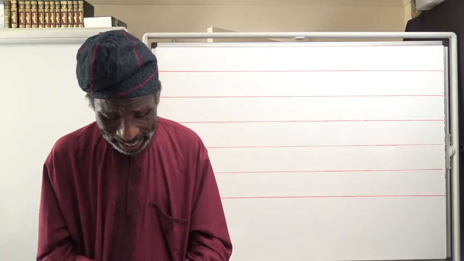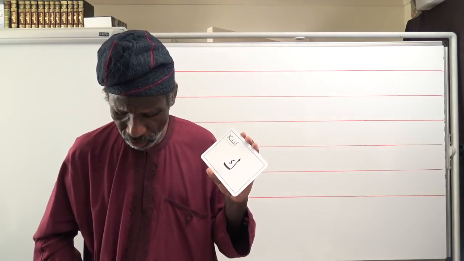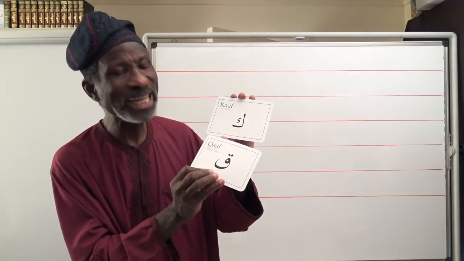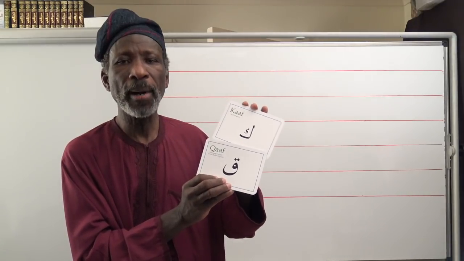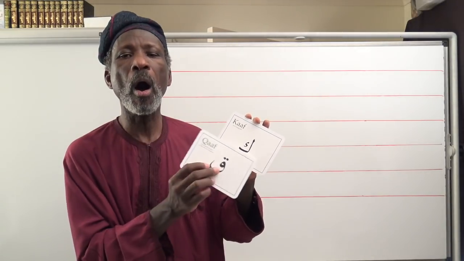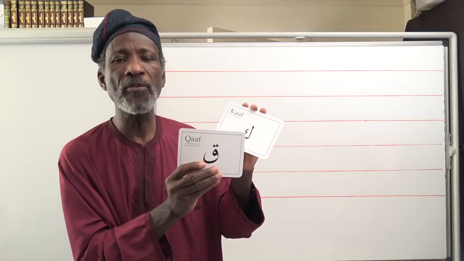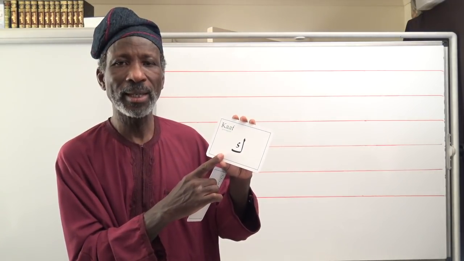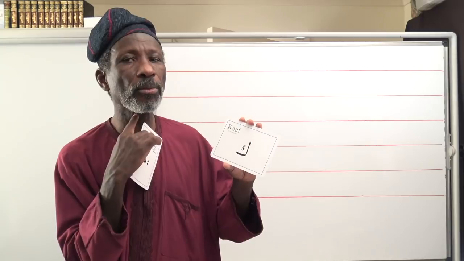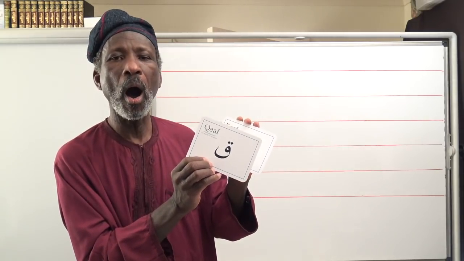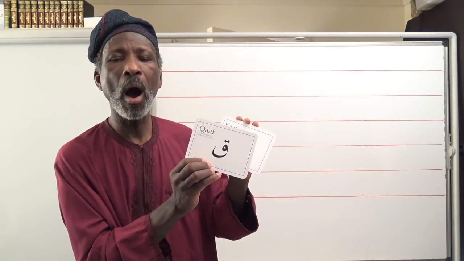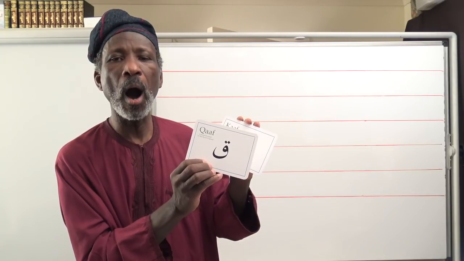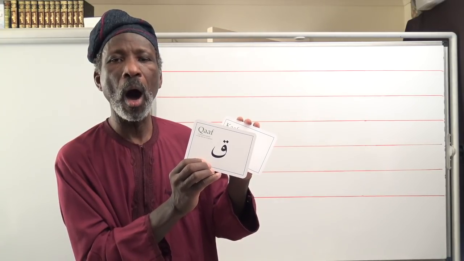Now, kaf. Let's compare and contrast between qaf and kaf. For qaf, the mouth is open and it's coming from the throat: qa, qa, qa, cough. And this is simply kaf. Kaf, not coming from your throat: ka, ka, kaf, kahwa, kalbun.